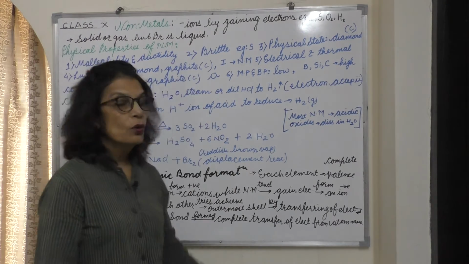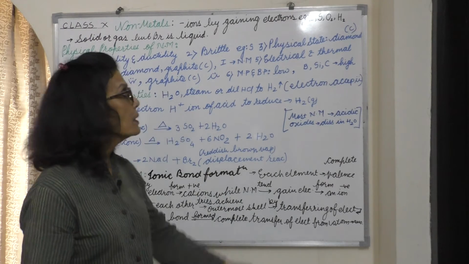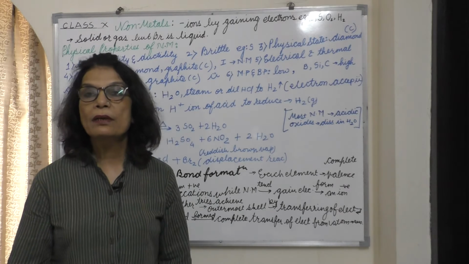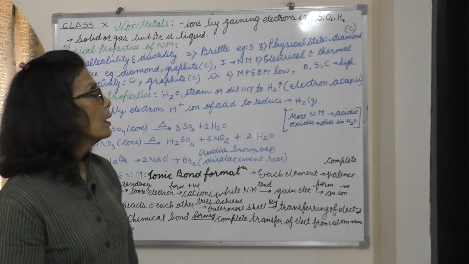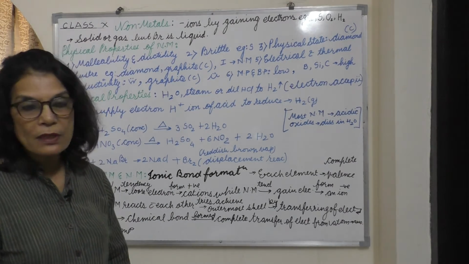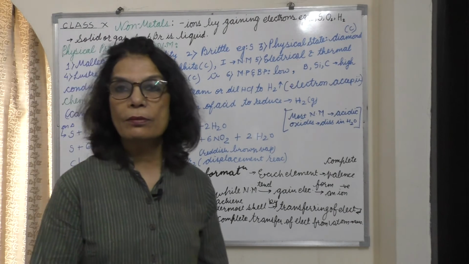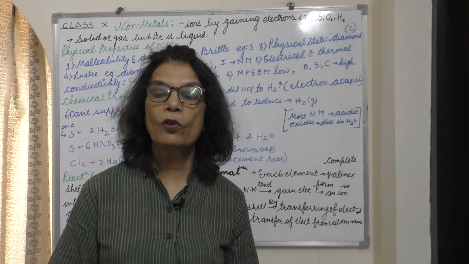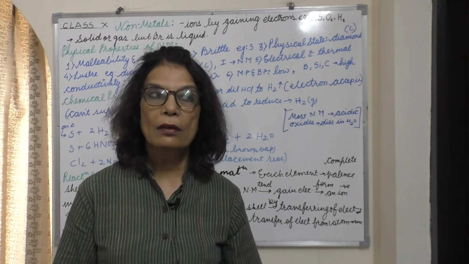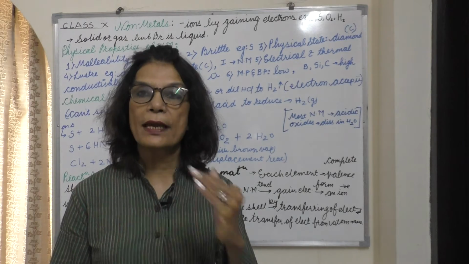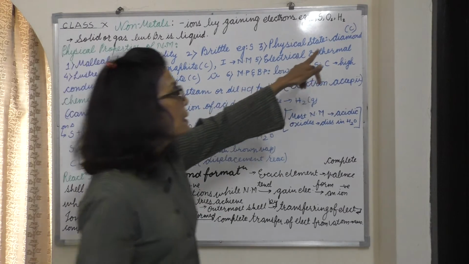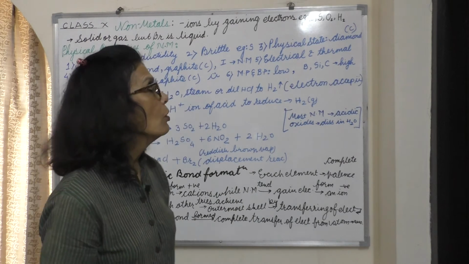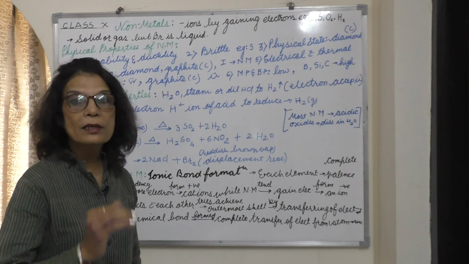Second one, brittleness. Non-metals are brittle. An example is sulfur. Sulfur is a brittle element. Next one is the physical state. The physical state of non-metals varies from one to another. One substance, diamond, is an allotrope of carbon. It is the hardest substance, or sorry, not element, it is the hardest non-metal.